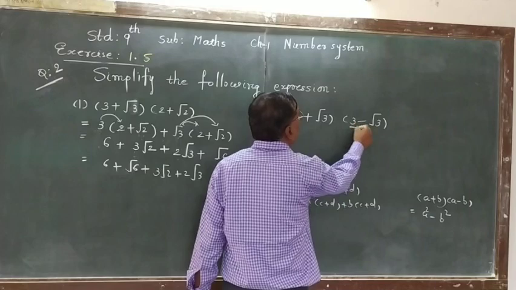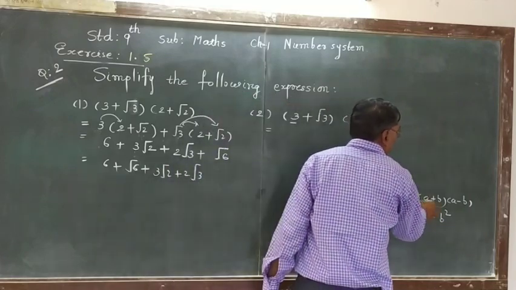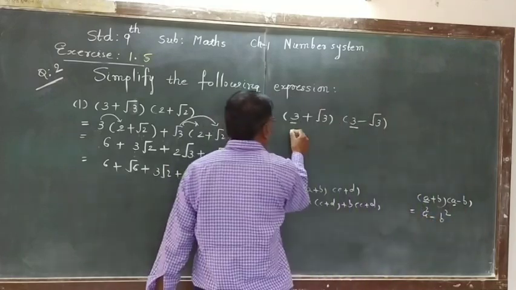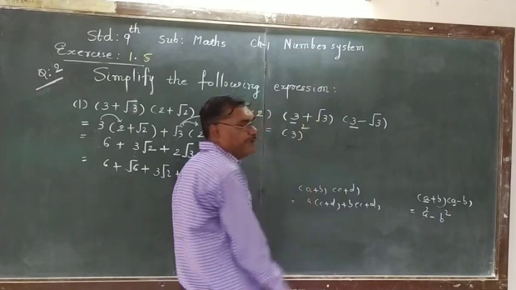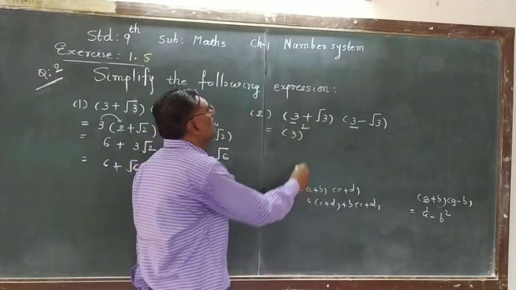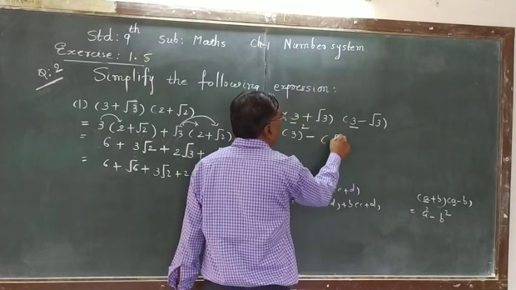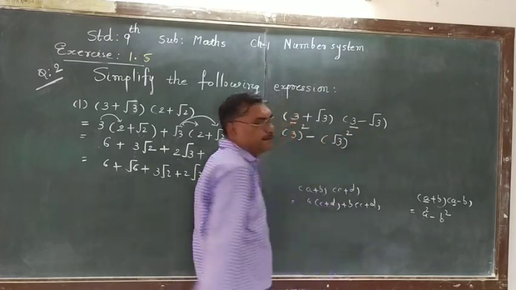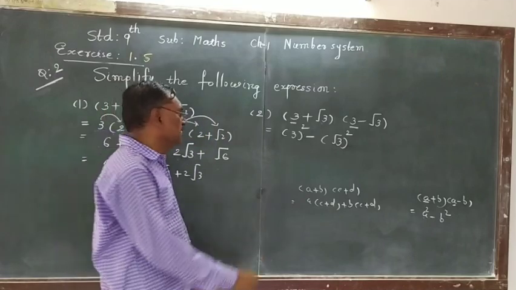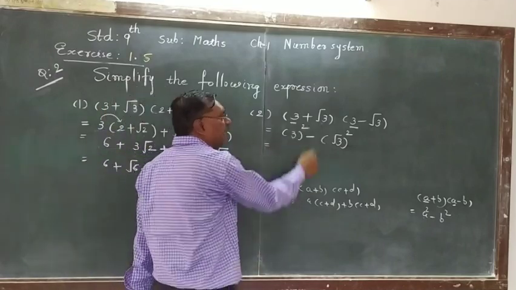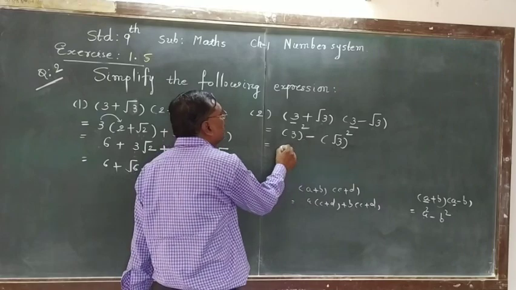This is the formula. So using this formula, how can we solve this? These 3 and these 3 are the same thing. A means A square, so we can write 3 square minus root 3 and root 3, so root 3 square. Now see 3 square, we can write easily 3 multiply 3, that is 9.